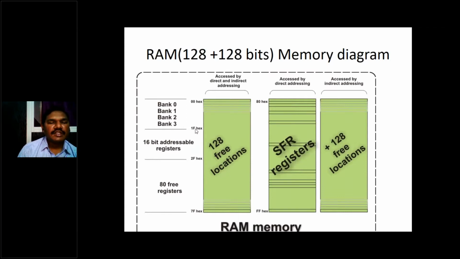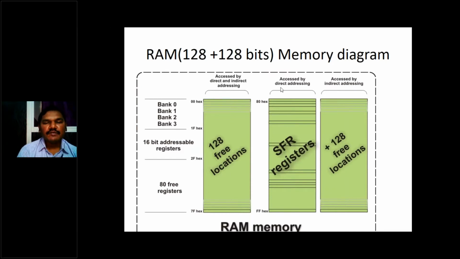So these 32 register locations are taken into bank 0, bank 1, bank 2 and bank 3. Again it is 8 registers each for bank 0, bank 1, bank 2 and bank 3, which we will see later. And 20 to 2F means again 16 address locations used for bit operations. Bit by bit operation you can also perform. Again 30 to 7F, 80 free registers, are used for general purpose. This part will help us in the case of programming, that we'll see.